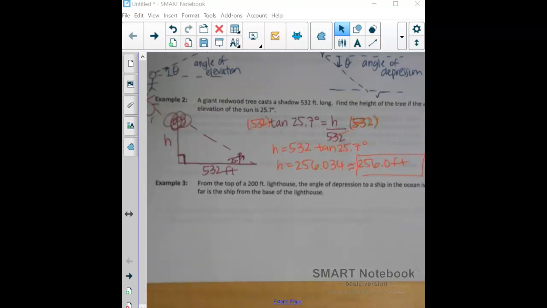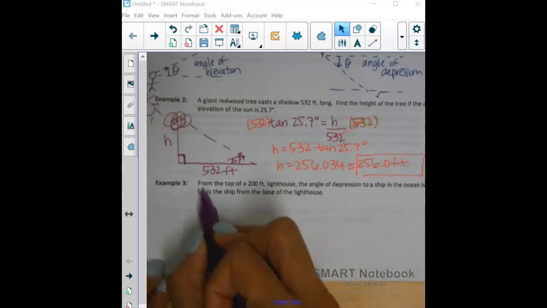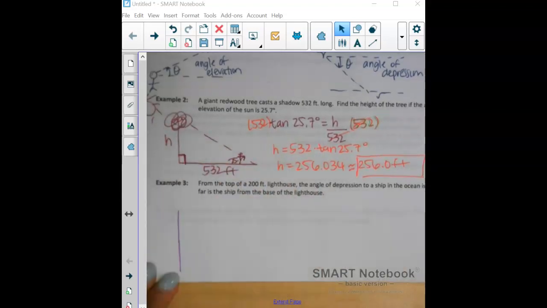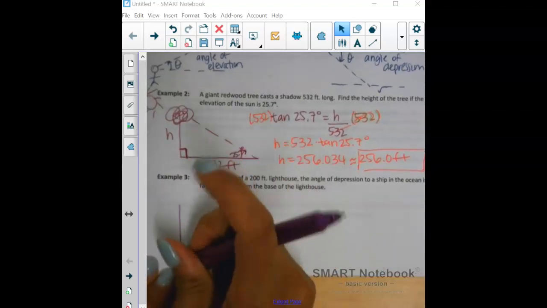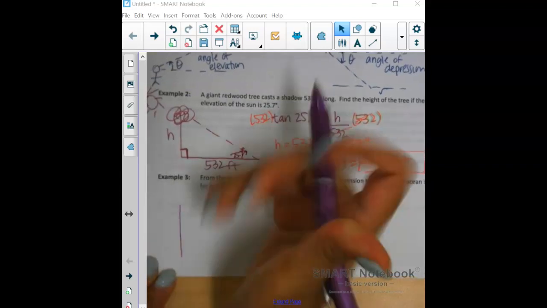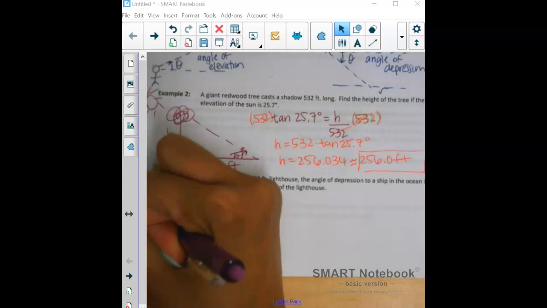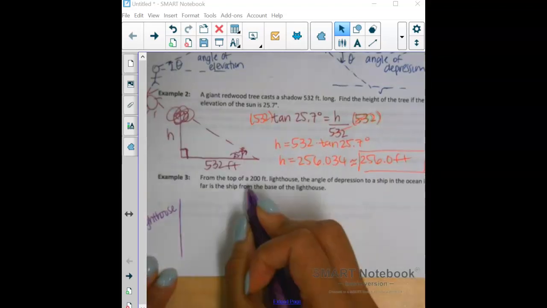When I graph these out, I don't do too many things, guys. I just do a couple of things, one thing at a time. So it said from the top of a 200-foot lighthouse. Okay, so here's my lighthouse. I'm not going to embarrass myself and draw what I think a lighthouse looks like. So here's your lighthouse. I'm going to label that. It is 200 feet.